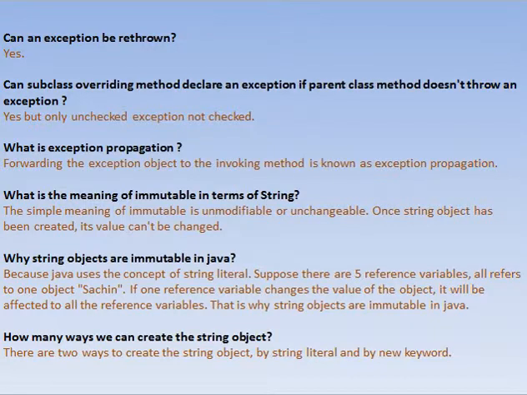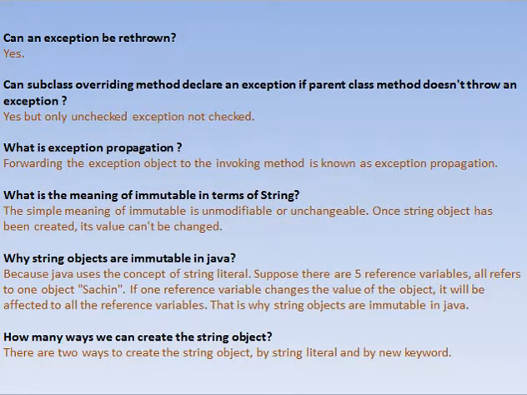What is the meaning of immutable in terms of string? The simple meaning of immutable is unmodifiable or unchangeable. Once string object has been created, its value can't be changed. Why string objects are immutable in Java? Because Java uses the concept of string literal. Suppose there are 5 reference variables, all refer to one object. If one reference variable changes the value of the object, it will affect all the reference variables. That is why string objects are immutable in Java.